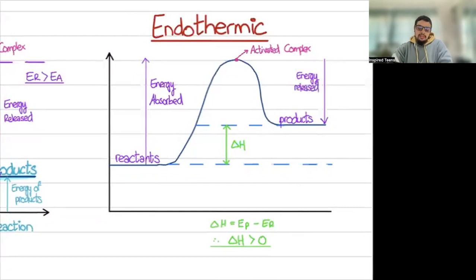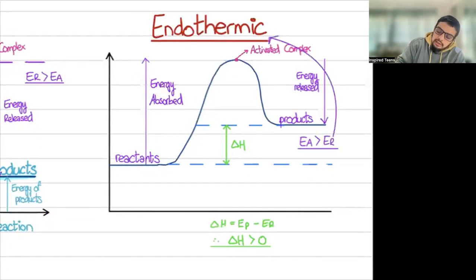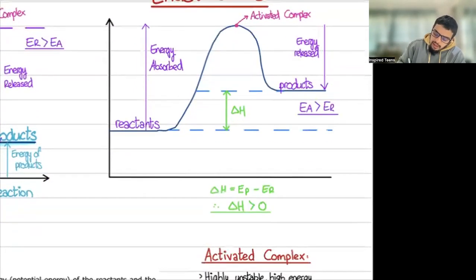Okay, so now in this endothermic graph, it can clearly be seen that the energy absorbed is greater than the energy released. Now, if the energy absorbed is greater than the energy released, that tells us it is endothermic. So this is certainly an endothermic graph. And delta H is equal to what? EP minus ER, that's a constant formula, always. The energy of the products minus the energy of the reactants.